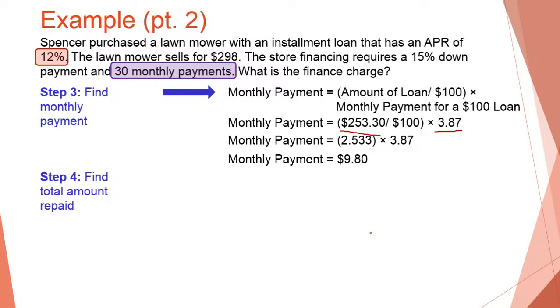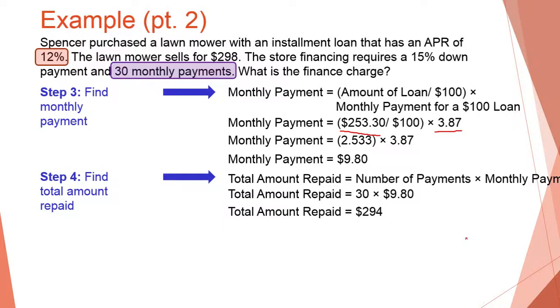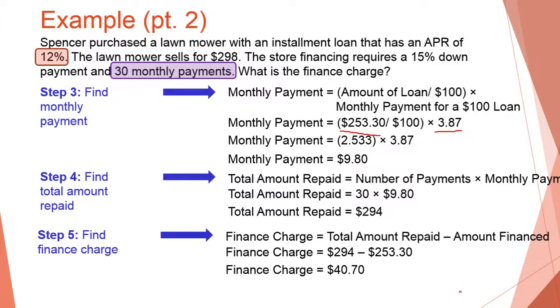Next step is to find the total amount repaid. So remember, it's good for 30 months. We made 30 monthly payments. So we multiply the number of payments, which is 30, by the monthly payment of $9.80. That gives us $294. So that is the total amount we repaid. So to find the finance charge, you get the amount of the loan, subtract that from the amount repaid, which is $294 minus $253.30, giving us a finance charge of $40.70.